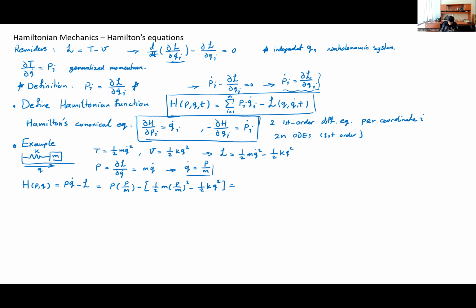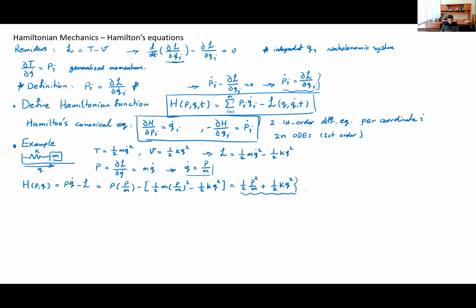If I clean up, I have p squared over m and minus 1/2 of p squared over m. So it is 1/2 p squared over m, and the minus becomes plus 1/2 k q squared. And this is my Hamiltonian.